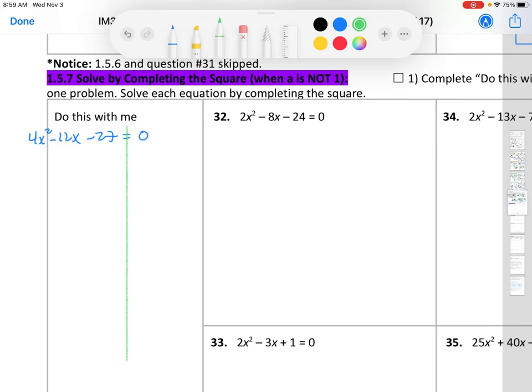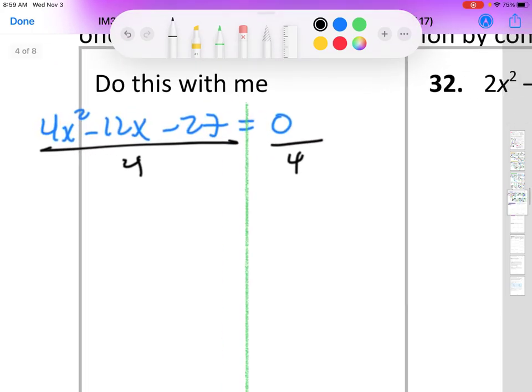Alright, you'll notice the difference between this problem and the previous problems is that the a value is not 1. So normally you would just move the c value over and start. But in this problem, what we're going to have to do here is basically divide both sides by 4. Now when I do this, this 4 goes basically to everything.